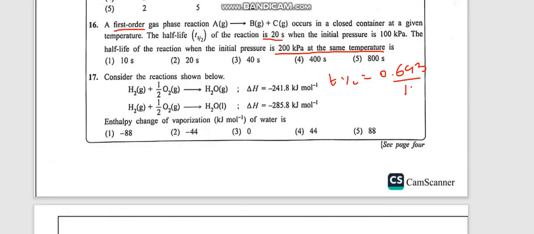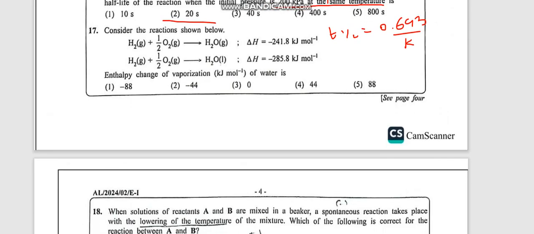Okay. So you can see half-life of first order reaction is independent of the initial concentration. It is depending only on the rate constant. We know that rate constant depends only on the temperature. When temperature changes, rate constant will change. Then the half-life will change. But here the pressure is increasing but at the same temperature. Therefore half-life remains the same because rate constant also remains the same. Therefore answer is 20 seconds. Very simple question. If you know the theory well, you can directly answer it.